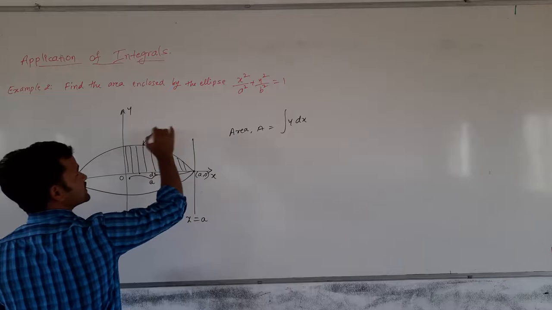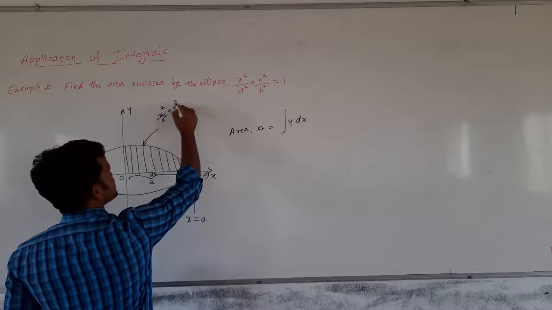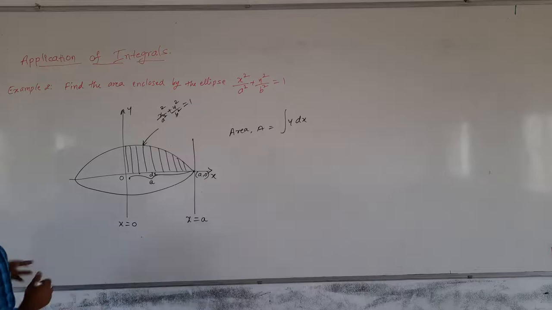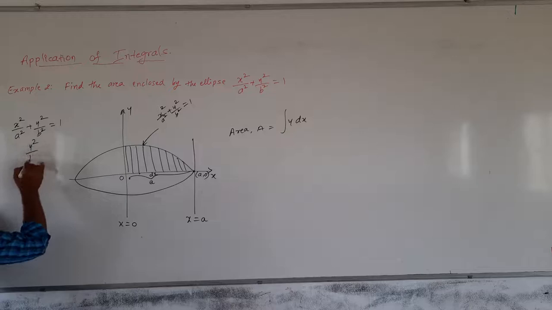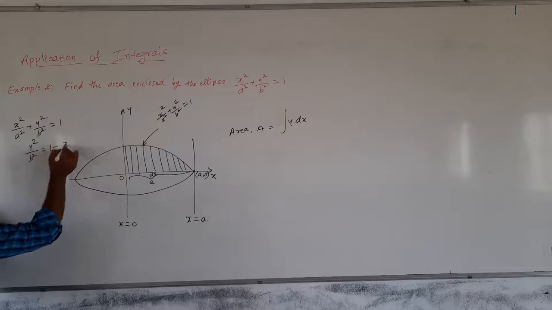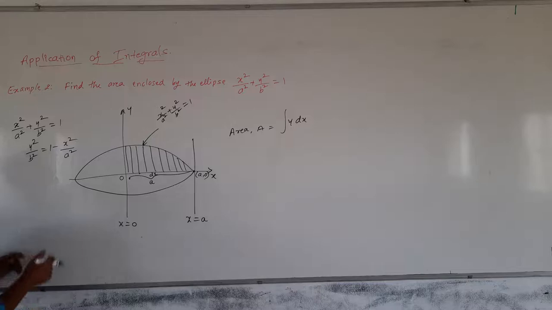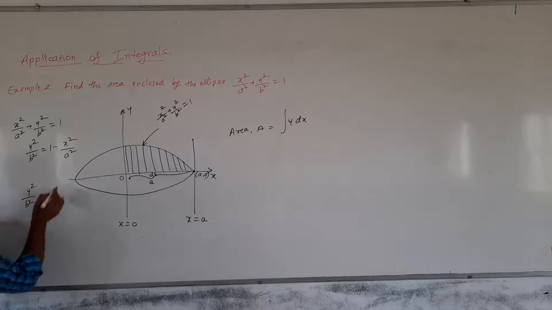Here what is there? X square by A square plus Y square by B square is equal to 1. Let us separate that. Now here what you do? Y square by B square, you keep it on the left hand side. Take this X square by A square to the right hand side. This is 1 minus X square by A square. Now Y square by B square is equal to, cross multiplying, A square minus X square divided by A square.